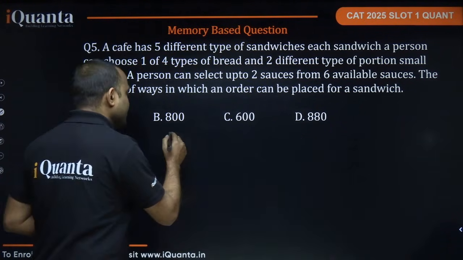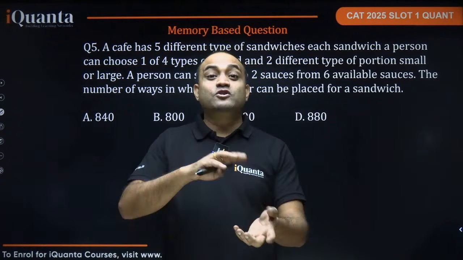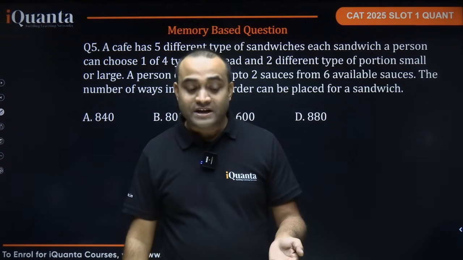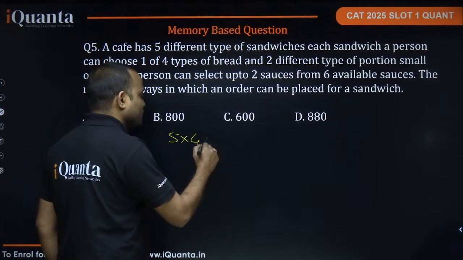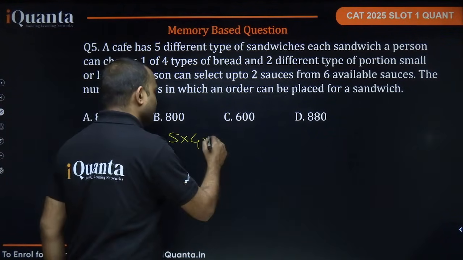So I can choose any of these varieties, and for each variety I can choose any of the 4 different types of bread. You can say multigrain bread, right? Wheat bread and all the different ones. So we have 4 options for the bread. Then size, small or large. So any of those 2.